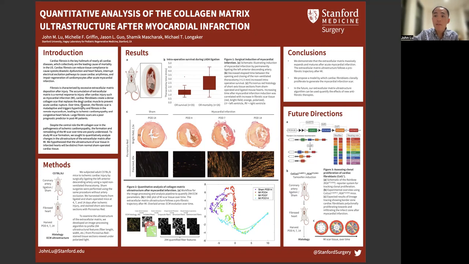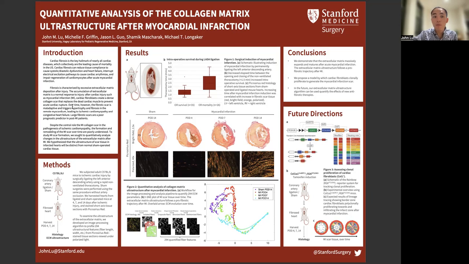Over time, however, the fibrotic scar becomes maladaptive, and it triggers hypertrophy and fibrosis of the remote myocardium, eventually leading to ischemic cardiomyopathy and congestive heart failure. Despite the central role of the MI scar in the pathogenesis of ischemic cardiomyopathy, the formation and remodeling of the scar over time is poorly understood. So in this study, to better understand the MI scar formation, we sought to quantitatively analyze the changes in the ultrastructure of the extracellular matrix after myocardial infarction.